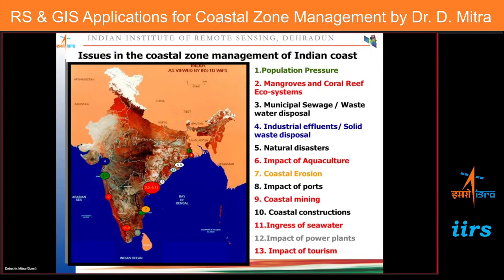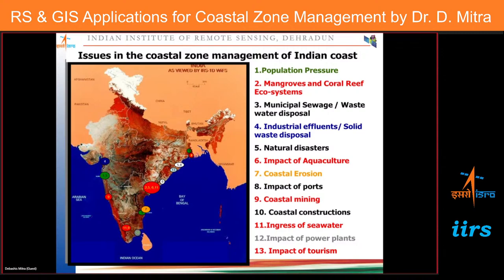Now, what are the major issues? If you want to develop a coastal zone, as I was telling you, there are a lot of issues. So what are the major issues in the coastal zone which you need to address? Like population pressure. This is most important. India is the second most populous country in the world, so huge pressure is there in the coastal zone. With more people living there, exploitation will be more, because everybody has to survive and earn their livelihood from the coastal zone.